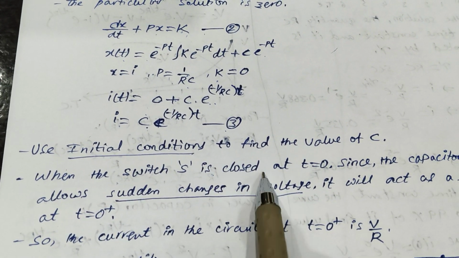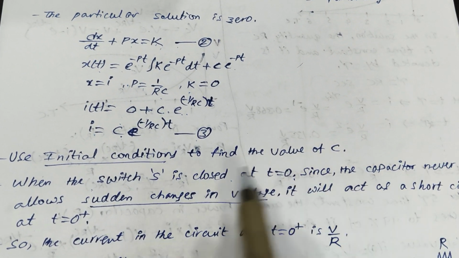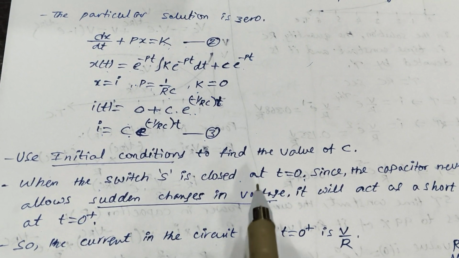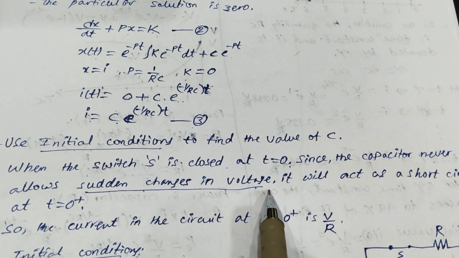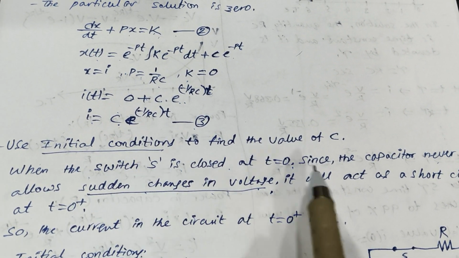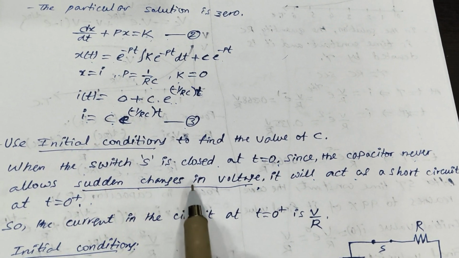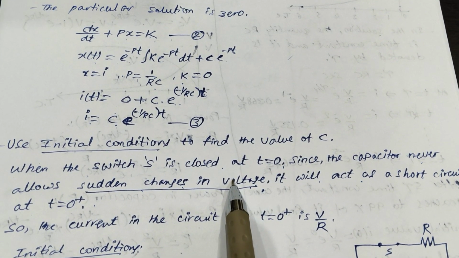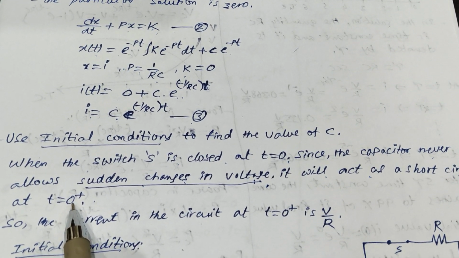When the switch S is closed at t is equal to 0, we use the capacitor property: just as the inductor does not allow a sudden change in current, the capacitor does not allow a sudden change in voltage. We will use this property of the capacitor to find the value of c. That means whatever the voltage across the capacitor was at t is equal to 0 minus, the same will be there at t is equal to 0 plus instant also.